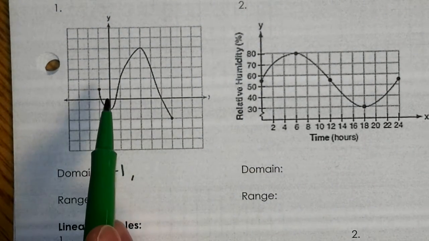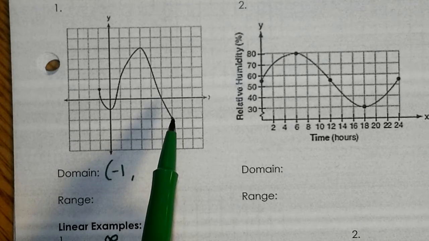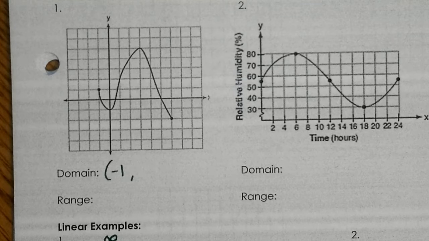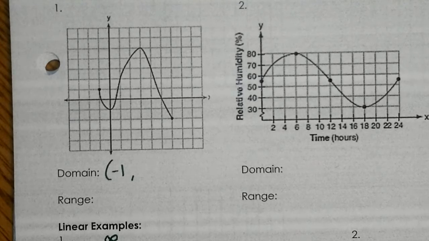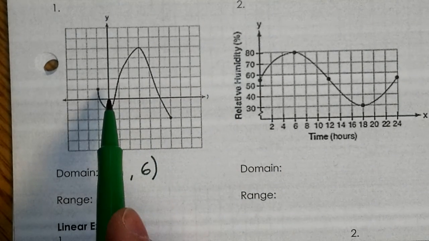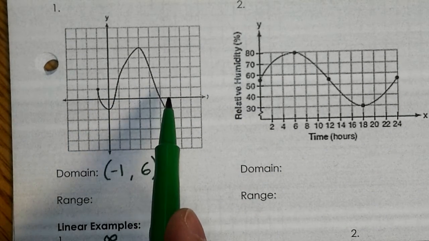And then how far right does the graph go? It stops right there. What is that point on the X? Six. Did you get 6? So right here, if I start at 0, 1, 2, 3, 4, 5, 6. Yes.